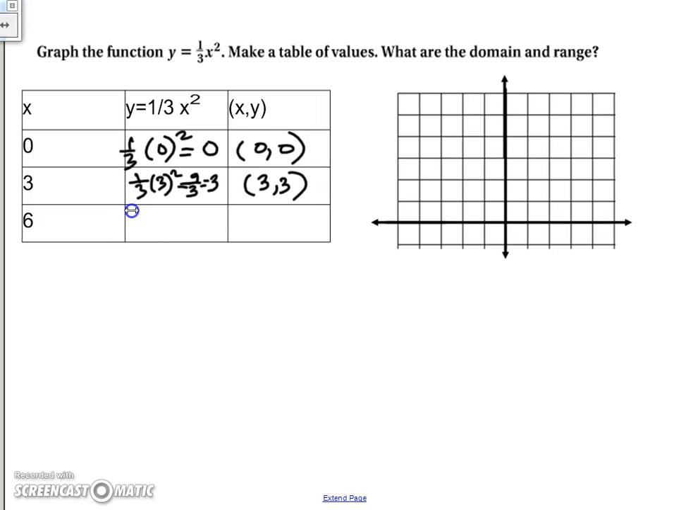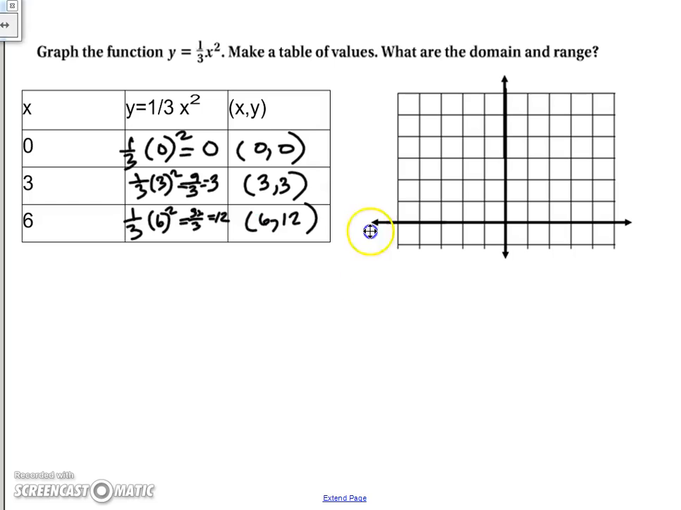And the last one that we're going to use is 6. So 1/3 times 6 squared. 6 squared is 36. And 36 over 1 times 1/3 is 36 over 3, which simplifies to 12. So our last point that we're going to be using is (6, 12).